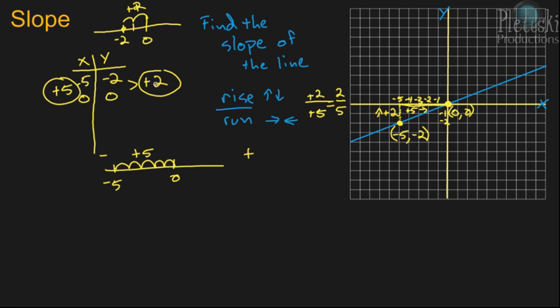And remember, always put the change in y on top. So our answer is going to be 2 over 5. It's a plus 2 over a plus 5. And that's our slope. And you'll see you get the same answer as if you were to pick 2 points on the line. So if you use those 2 points, you can use the t-chart to figure out the slope. You can also graph it out.